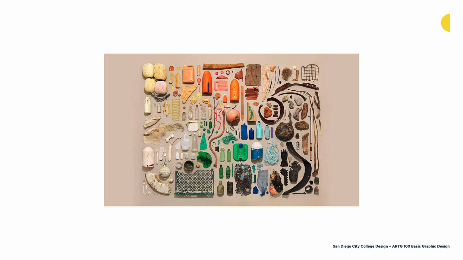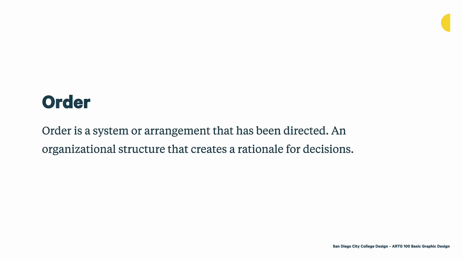And so sometimes we refer to this as knolling, but it's another way that we create unity, by the way that we curate or combine or lay out objects. We can make them feel like they go together even if they're very different because of the way that they're presented together. Order is a system or arrangement that has been directed, an organizational structure that creates a rationale for decisions. So order is very much related to unity.